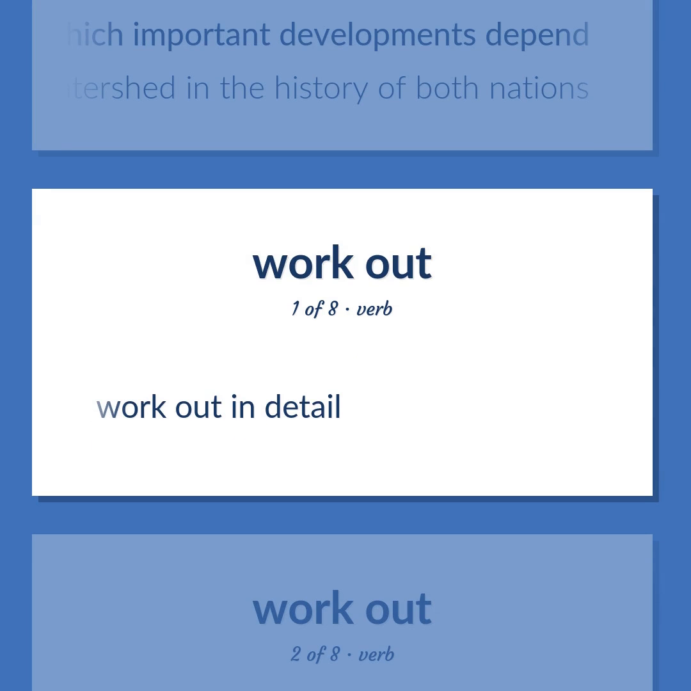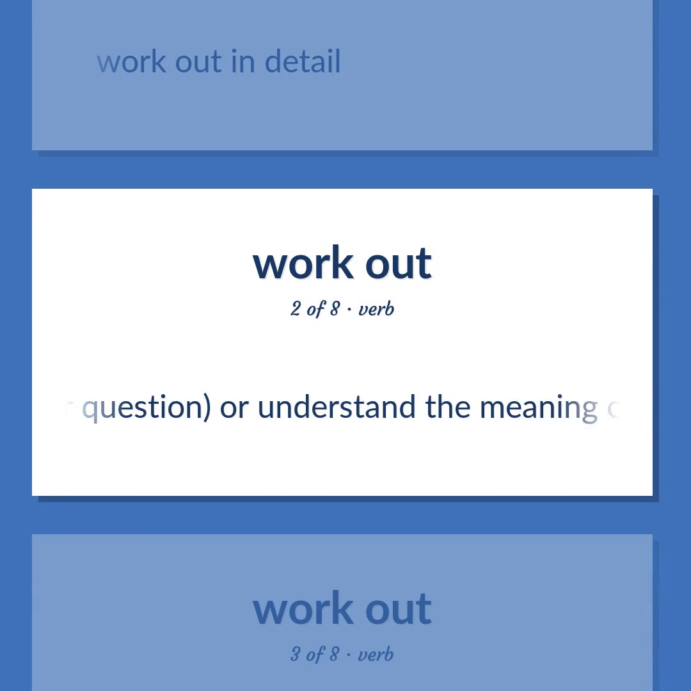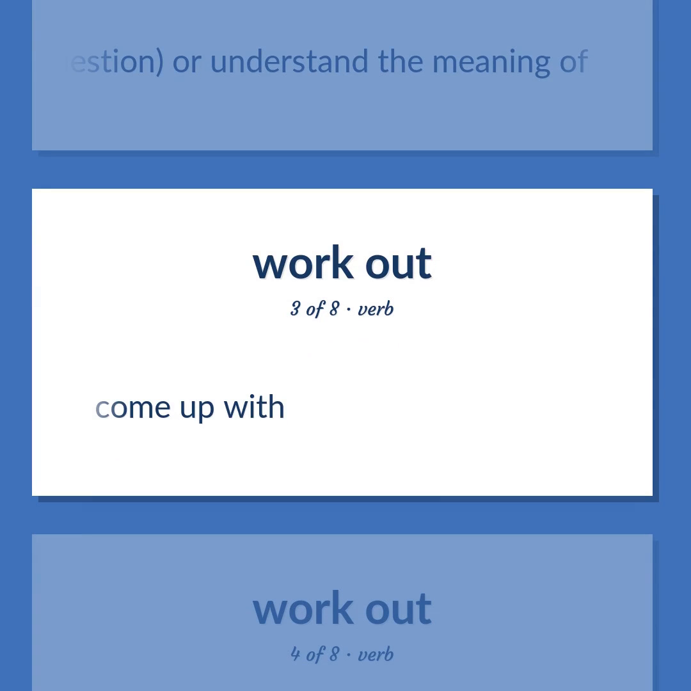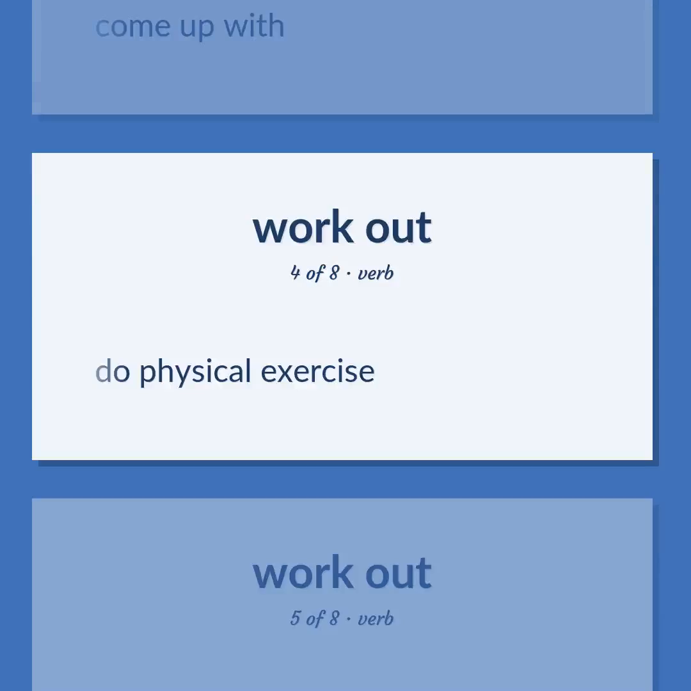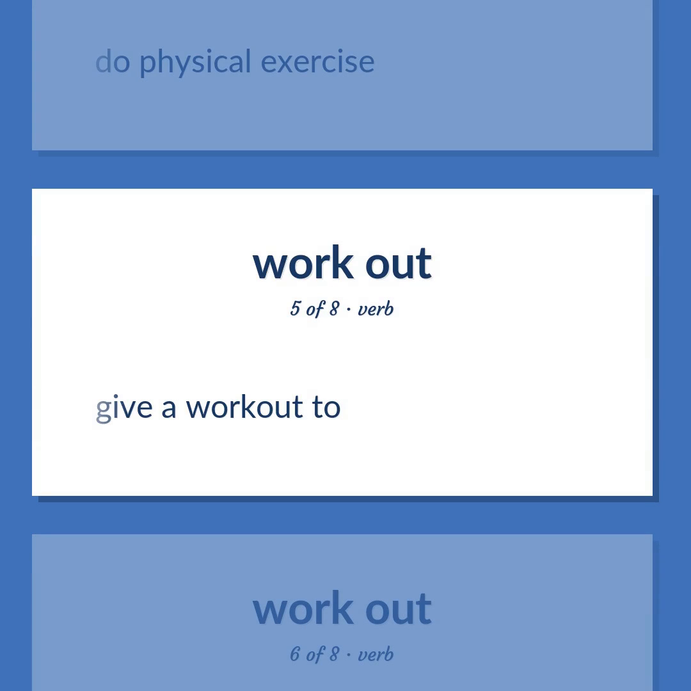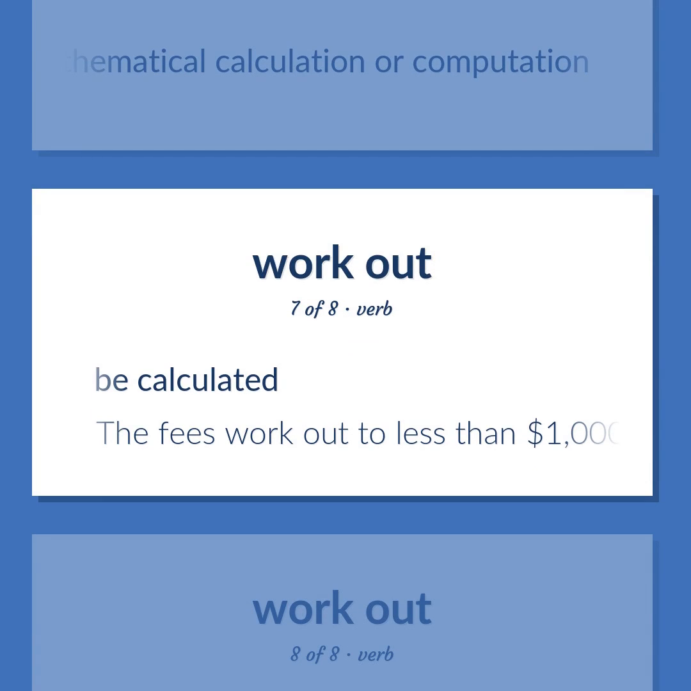Work out in detail. Find the solution to a problem or question, or understand the meaning of. Come up with. Do physical exercise. Give a workout to. Make a mathematical calculation or computation. Be calculated. The fees work out to less than $1,000.